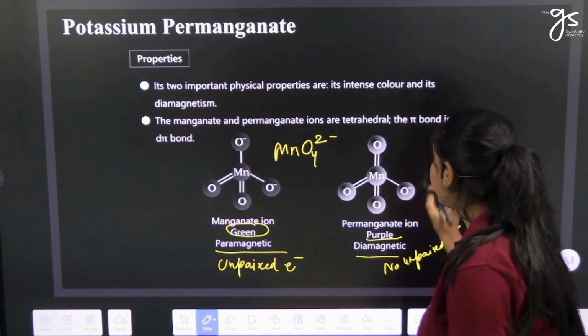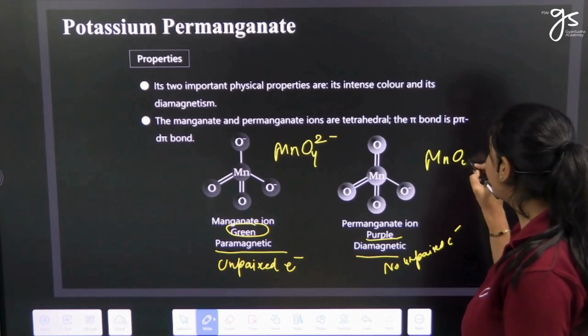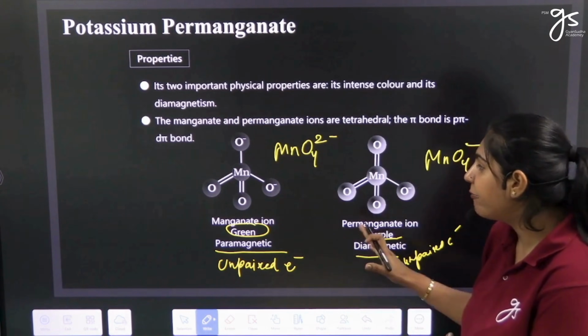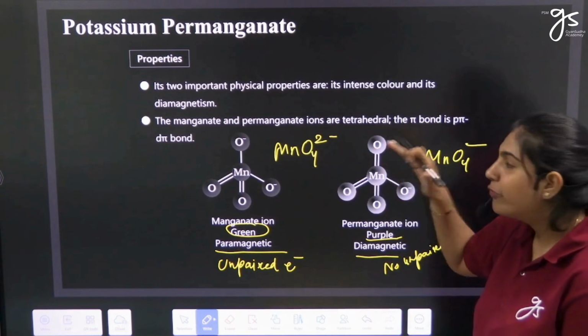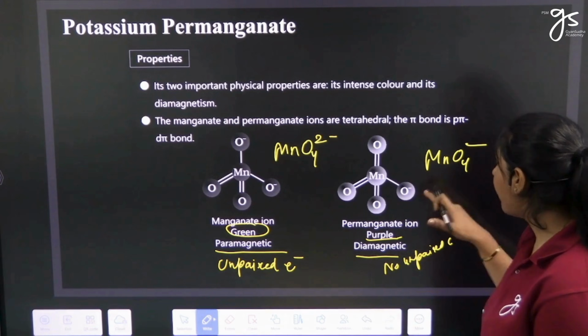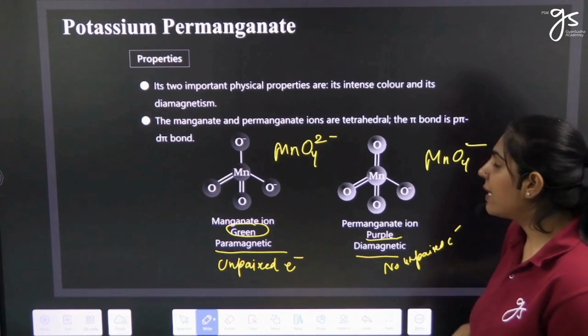It is purple in color. What is the formula? MnO4 negative is permanganate. So you can easily see the structure and difference. Manganate is MnO4 2 negative, green in color, paramagnetic, while the permanganate is MnO4 negative, which is diamagnetic and purple in color.